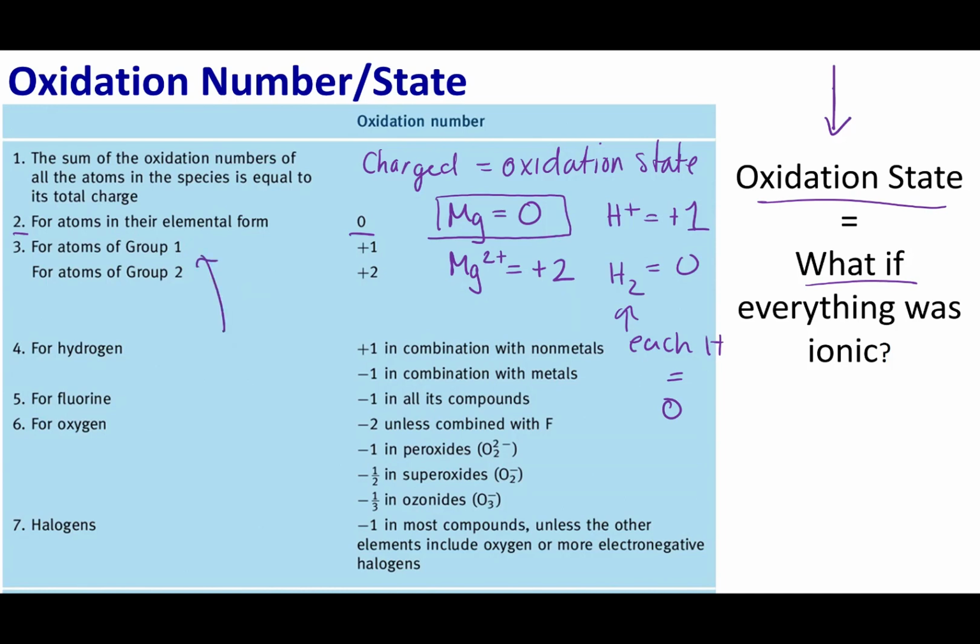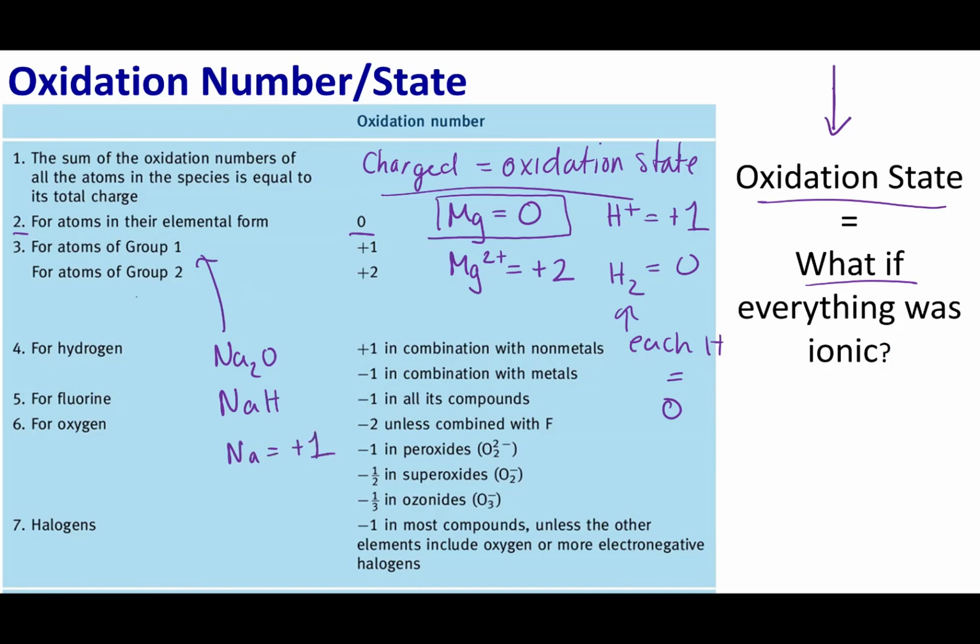The next rule: any atom in group 1 is going to have a +1 oxidation state. And this should make sense to you. If I look at the first column in the periodic table, when these combine with things, they're going to go to the +1 charge. And again, charge equals oxidation state. So for example, sodium in any compound is going to have an oxidation state of +1.